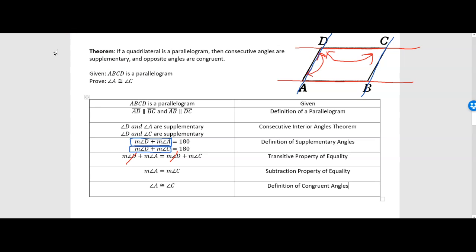We could also, again, I know that we've only proved that angle A is congruent to angle C, but using the same process, we could also prove that angle D is congruent to angle B. For the sake of time, we're not going to go through that. Just know that the same idea would apply. So consecutive angles in a parallelogram are always going to be supplementary, and opposite angles are always going to be congruent.